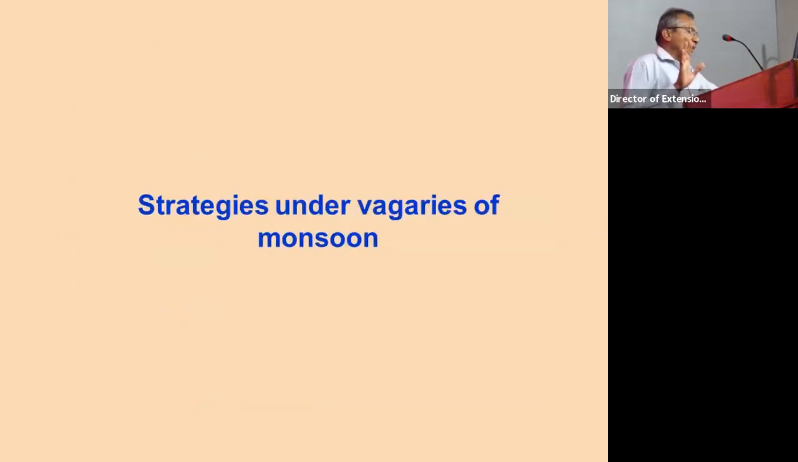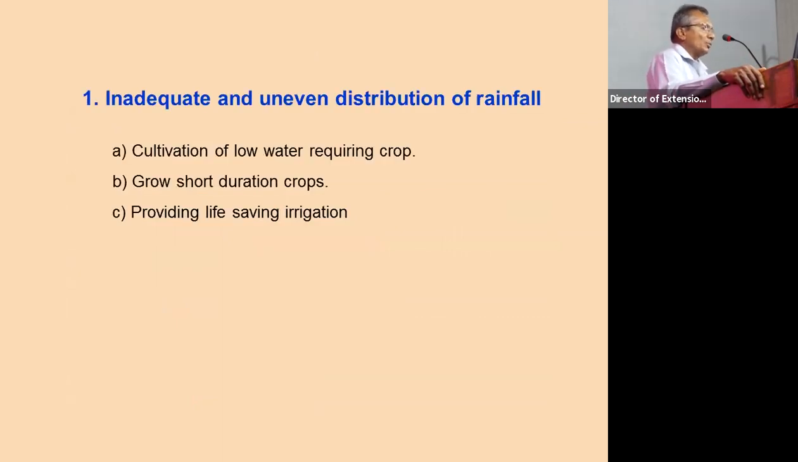yield. So the strategies under vagaries of monsoon: suppose the monsoon is not evenly distributed, there are different situations I'm going to give, and for each situation how to manage. For inadequate and uneven distribution of rainfall, go for cultivation of low water requiring crops. You can go with Bengal gram. It's a good crop. During the winter season, we can go with Bengal gram. It doesn't require much water at all. Otherwise, you can go with sorghum, fodder sorghum also. Grow short duration crops instead of long duration, 60 days, 70 days or 80 days crops you can choose. Providing life-saving irrigation, if possible, you can provide life-saving irrigation.